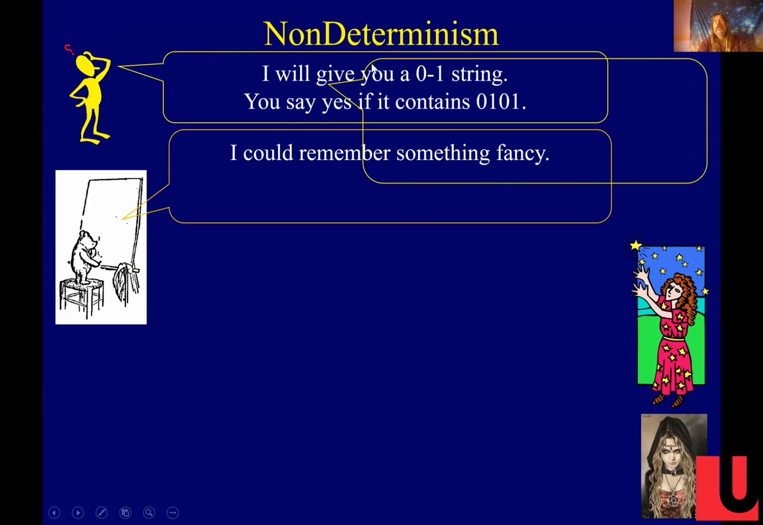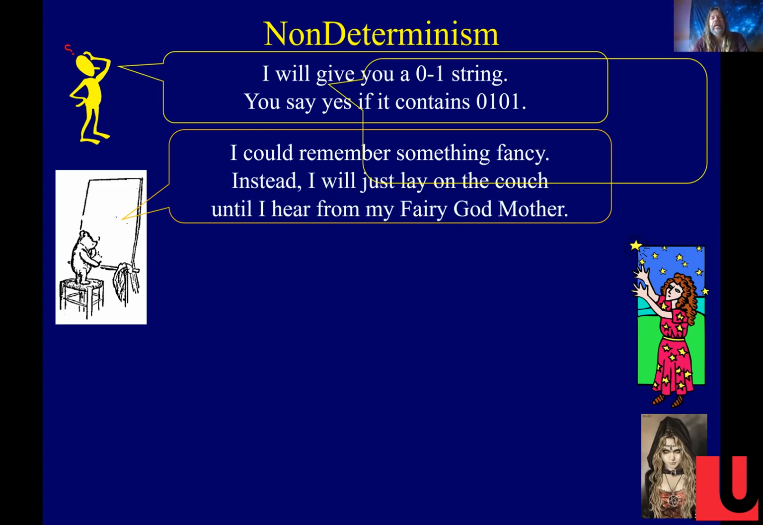All right, so what does Pooh Bear say? Well, as the inputs come, we have come up with the DFA for this problem, so we know it can be solved. He could remember something fancy about the input so far, but instead, he's just going to lay on the couch. That's what he's going to do. He's really lazy. He's going to lay on the couch and wait until he hears from the fairy godmother. So let's build the machine that indicates what's happening.